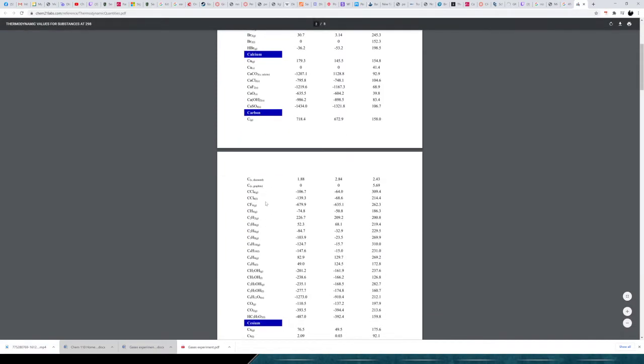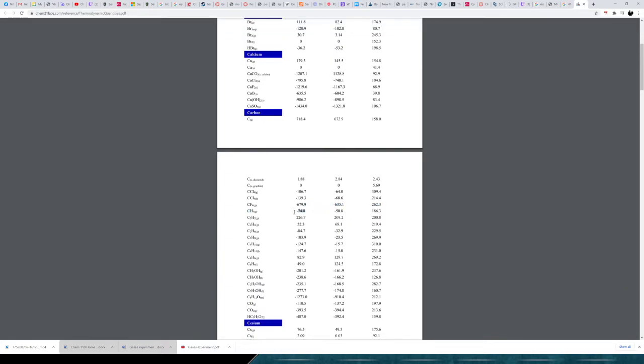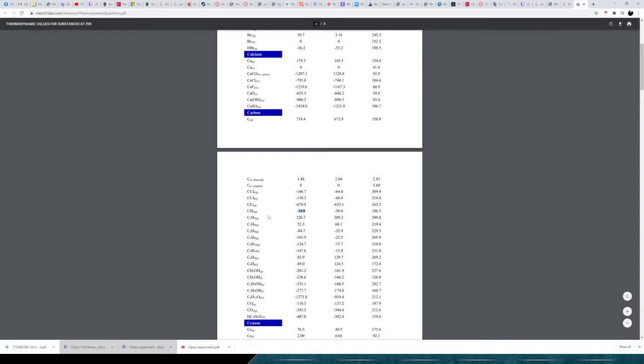We had all these carbon ones. We had methane here at negative 74.8. What else do we have in this reaction? Br2 is already going to be in its normal state. And then we have, oh gosh, CH3Br. I'm not sure if that will be here. Let's Google it.